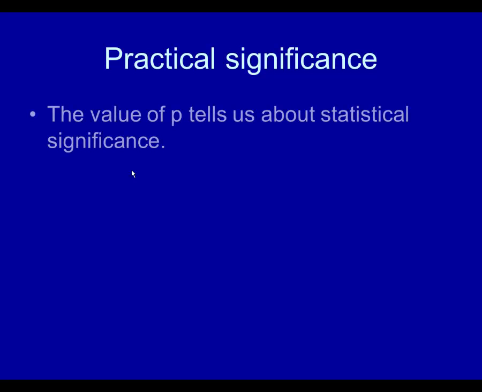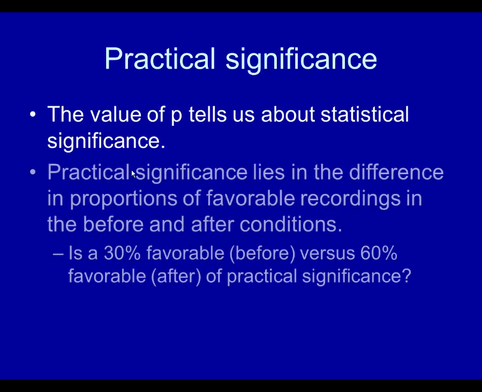Practical significance. The value P tells us about statistical significance. Practical significance lies in the difference in proportions of favorable recordings in the before and after condition. Again, is 30% favorable versus 60% favorable of practical significance? In other words, 60% were better during the treatment period, 30% baseline. Is this enough of improvement for you to say you have practical or clinical significance?